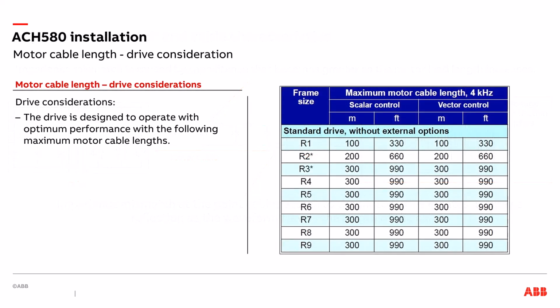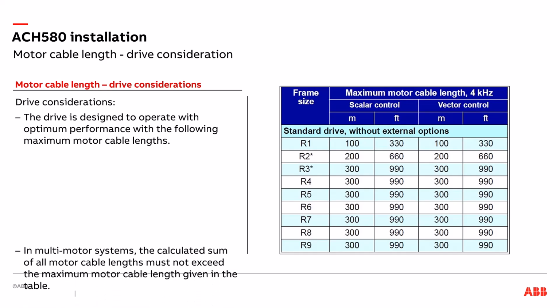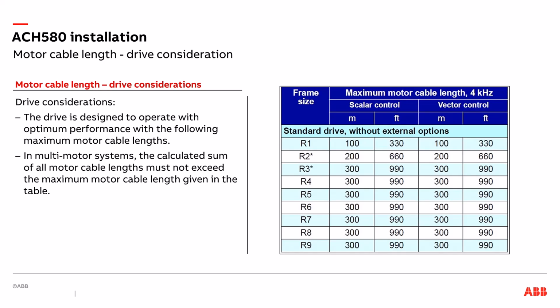In the ACH 580 hardware manual, the following information is published regarding cable lengths. This is for protection of the drive and identifies the optimal cable length. For multiple motors, the calculated sum of all motor cables tying back to the drive must not exceed the maximum motor cable length given in this table.